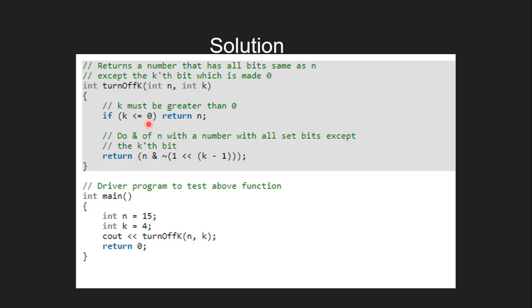If k is not greater than 0, we simply return the number, that is n, because k is not a valid position. Else, we first generate a number with all bits set except the kth bit and then perform bitwise AND operation of this number and n and simply return the result, in which the kth bit has been unset.